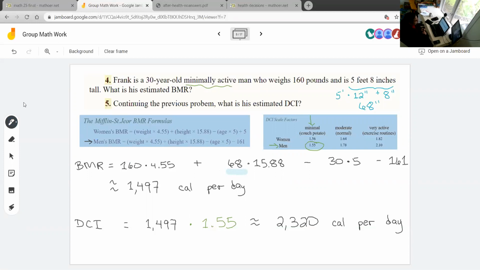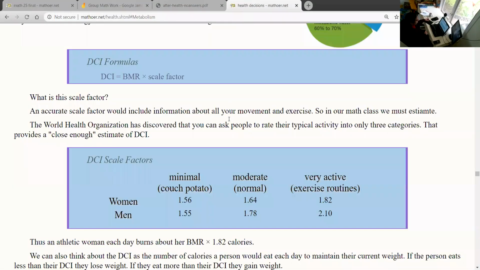Questions about any of this? I do kind of have a question. Okay. So David, when we're figuring calories and that kind of stuff, the only time we really ever include their height is when we're doing this kind of work, the BMR and the DCI, is that correct? We had several kinds of health formulas.